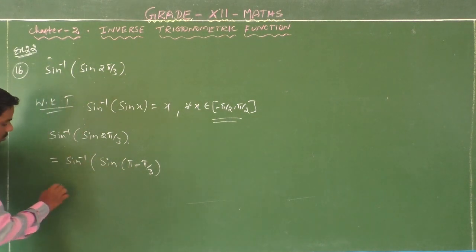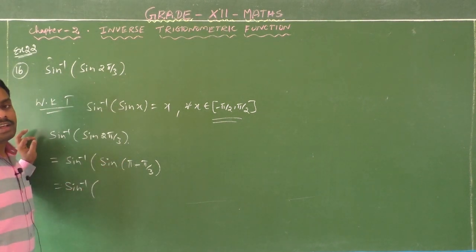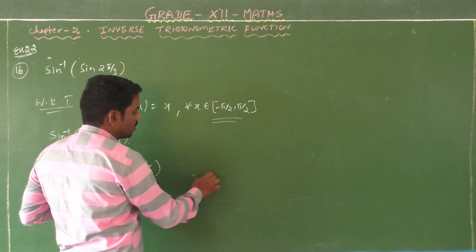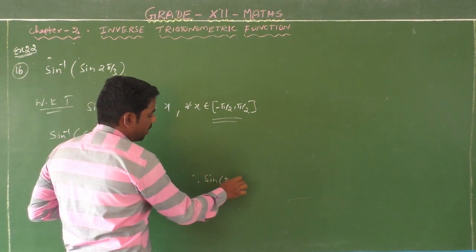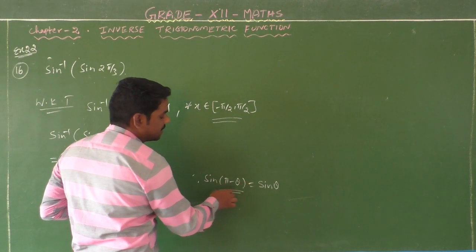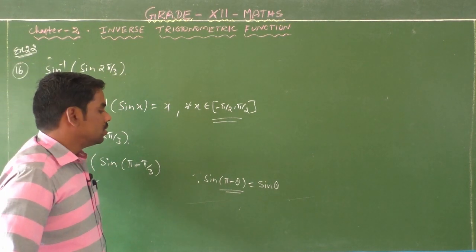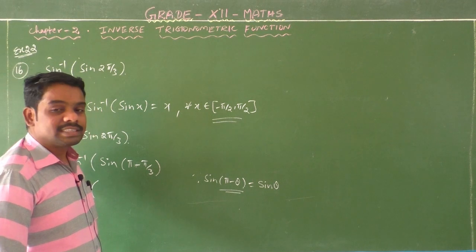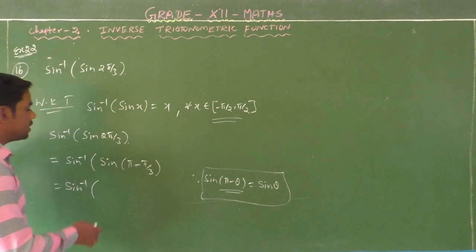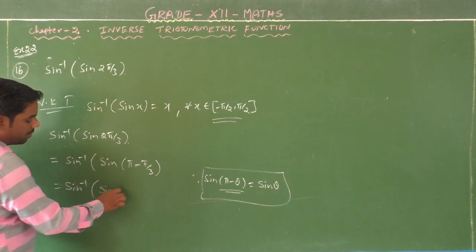Okay? Right. So sine inverse of sine of pi minus pi by 3. You know that sine of pi minus theta is equal to sine theta. Here pi minus theta is in the second quadrant, so the sine value is positive. So sine of pi minus theta is equal to plus sine theta. This is a formula. So here sine of pi minus pi by 3 is equal to sine pi by 3.